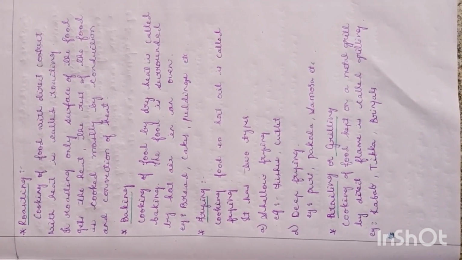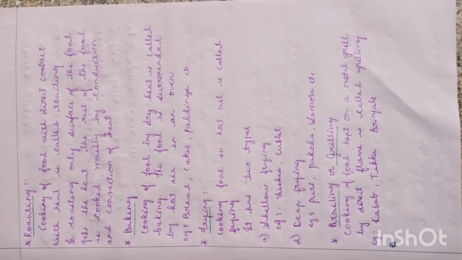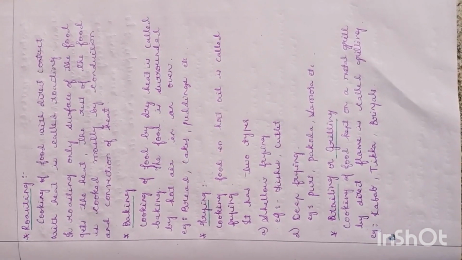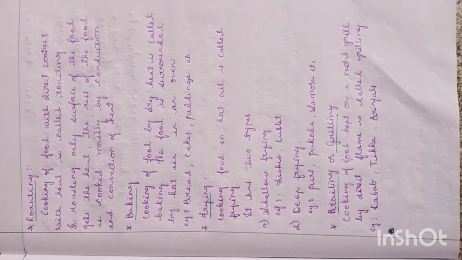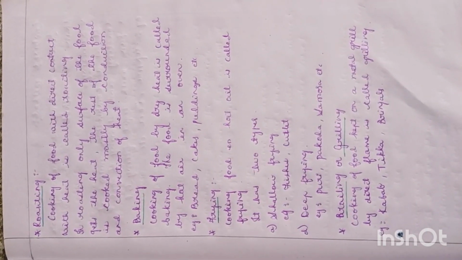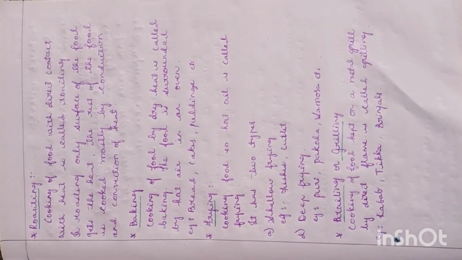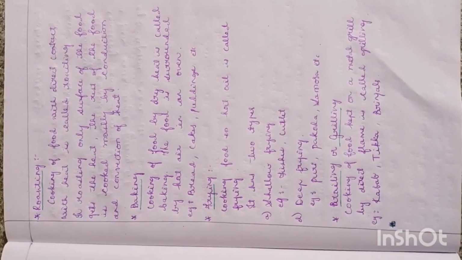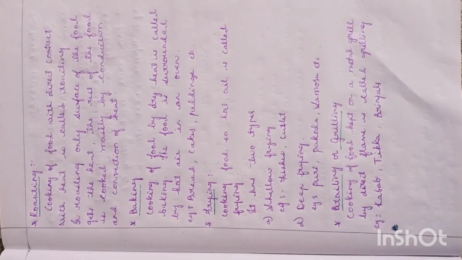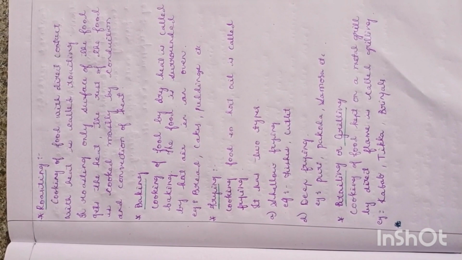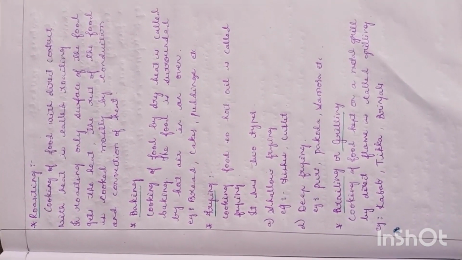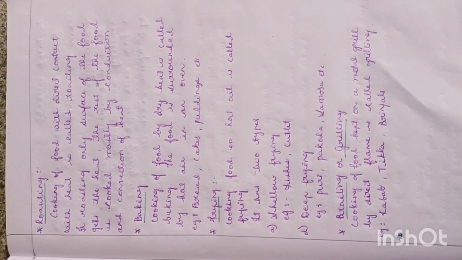Baking. Cooking of food by dry heat is called baking. The food is surrounded by hot air in an oven. Breads, cakes and puddings are prepared by this method. Frying. Cooking food in hot oil is called frying. It has two types, shallow frying and deep frying. In shallow frying, fishes and cutlets are fried. In deep frying, puri, pakoda and samosa are fried.